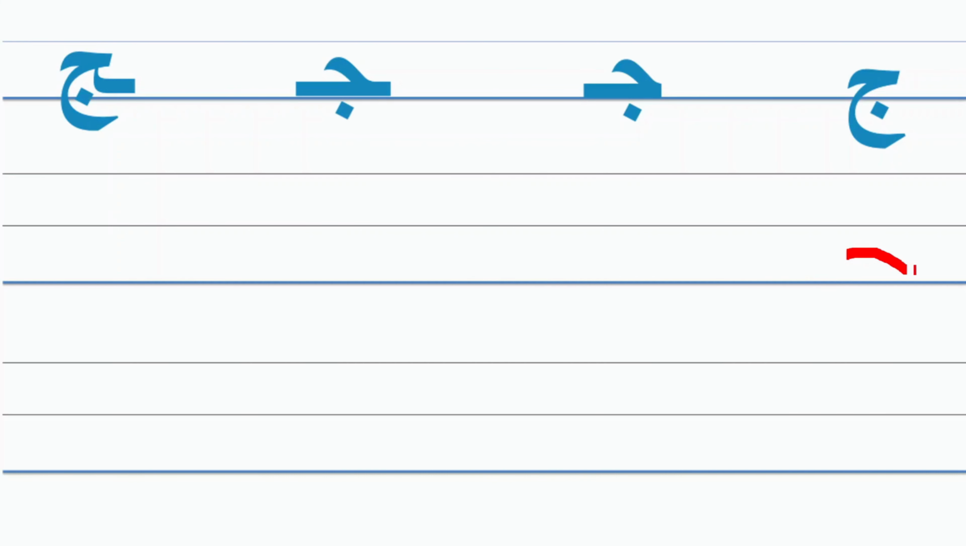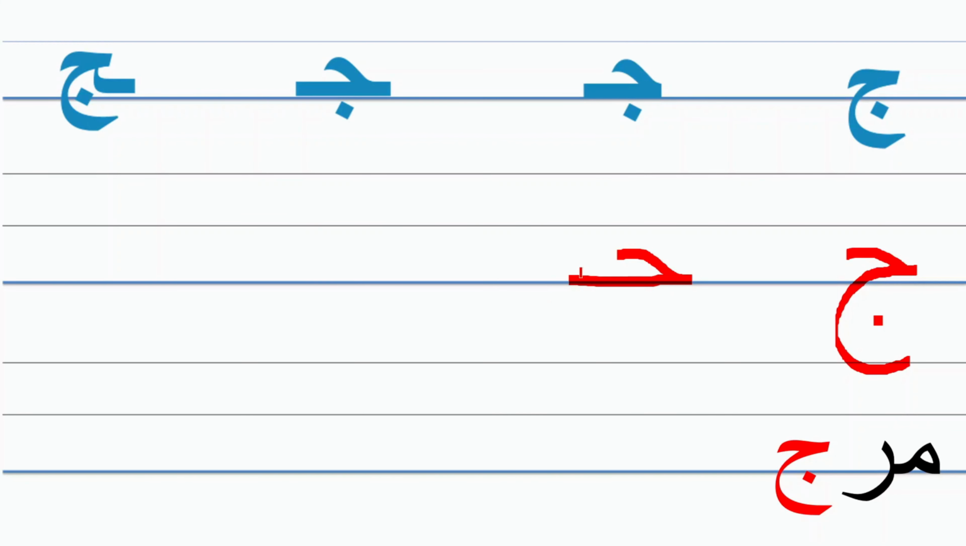We can have it like this and then a semicircle. Don't forget to put the dot. Jeem basic, like in the word merge, which means loan. This is a loan. Then I am having initial Jeem. I will be having the same starting but without any semicircle, then the dot will be below. Jeem initial like in the word Jabal, which means mountain.